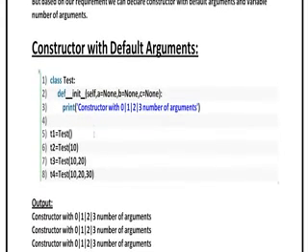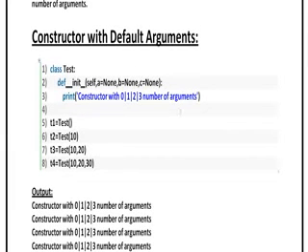Next, constructor with the default value. Here I have taken a test class, and I am initializing self comma a is equal to, self comma a comma b comma c. So here I am defining a constructor with 0, 1, 2, 3 arguments. T2 is equal to test of 10, T3 is equal to test of 10 comma 20, T4 is equal to test of 10 comma 20 comma 30. Like that I have defined a few values.